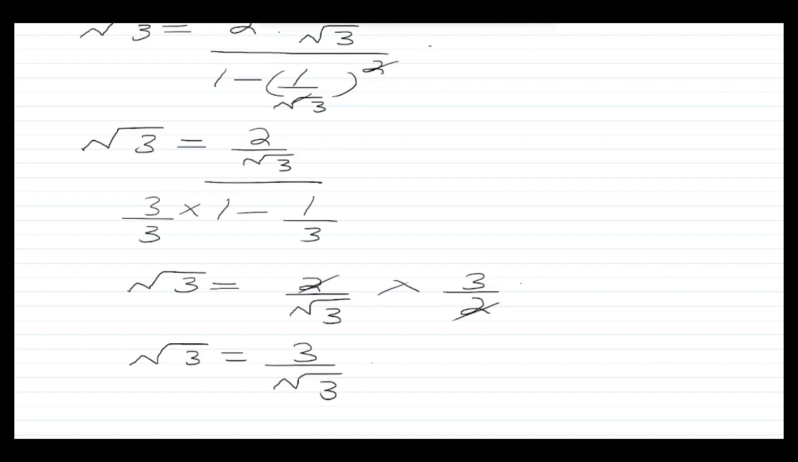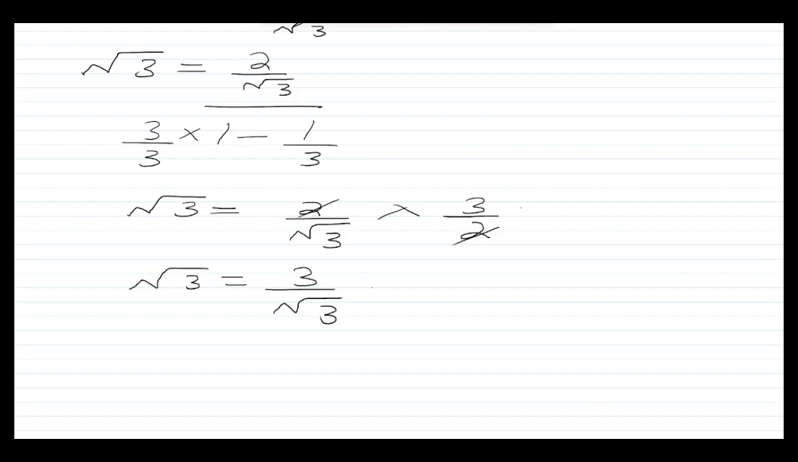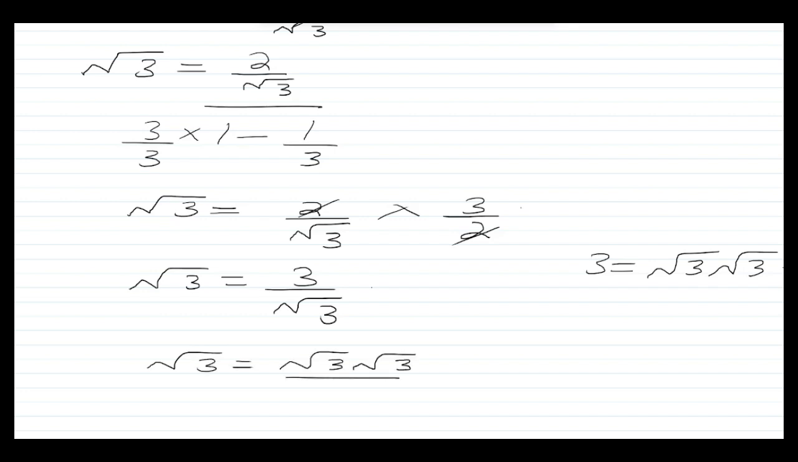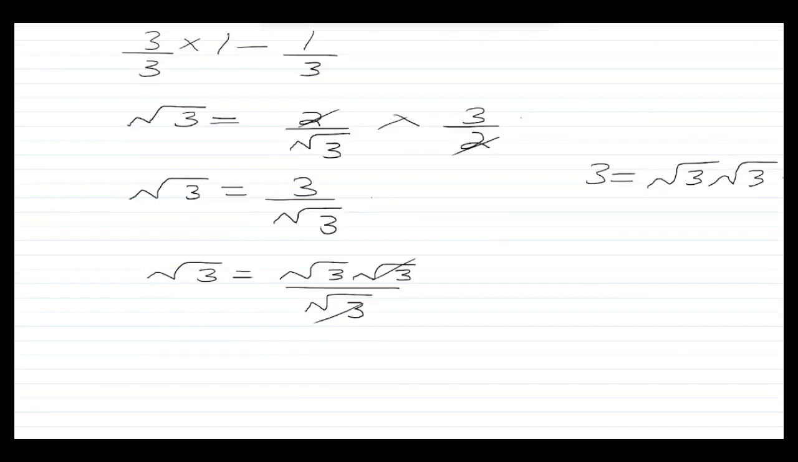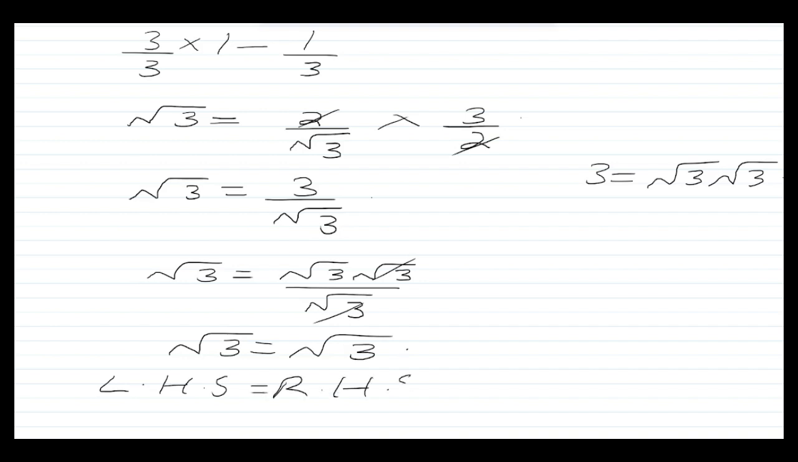But are we done here? No, we aren't. Why? Because we know that 3 is equal to under root 3 and under root 3 again. So we can simply write under root 3 is equal to under root 3 into under root 3 divided by under root 3. So this and this get cancelled. So that means that under root 3 is equal to under root 3, or left hand side is equal to right hand side. So this will be our final answer.